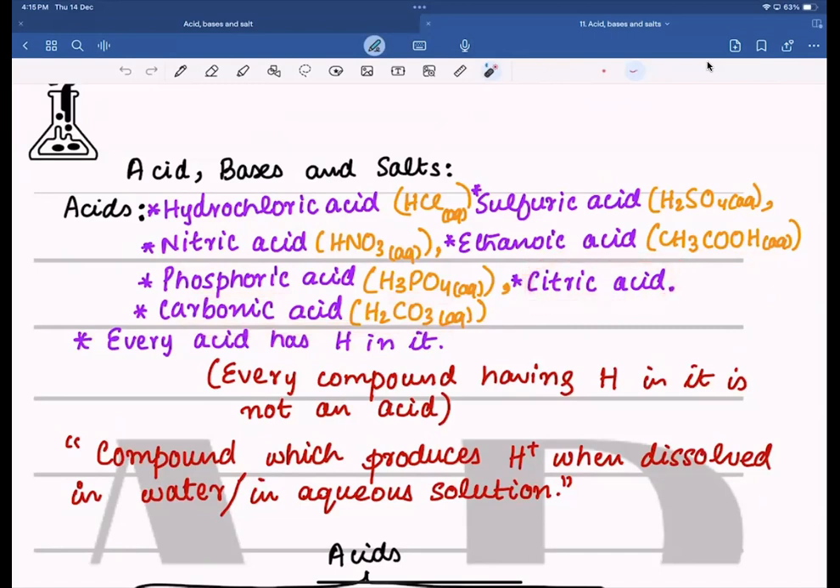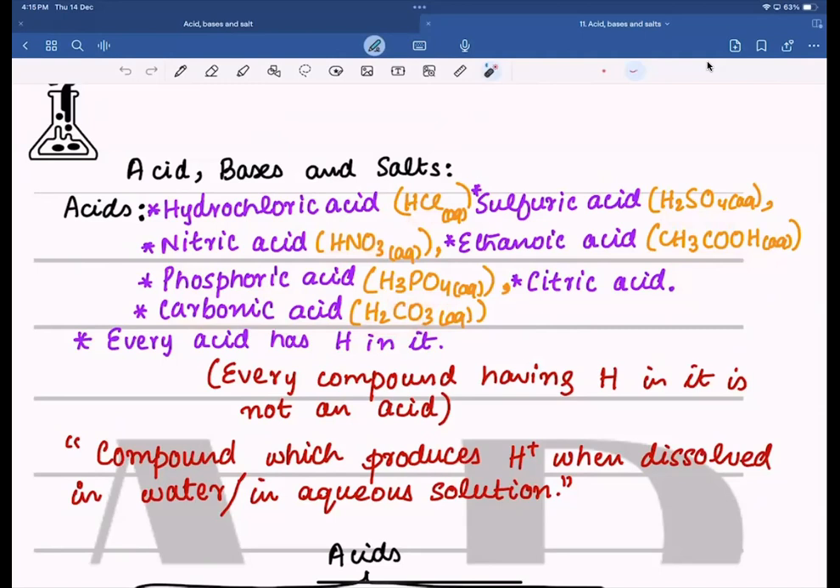Okay, so I have written the formulas of six acids along with their names. These are very important for your O levels exam. You must remember these acids, their names, and their formulas.